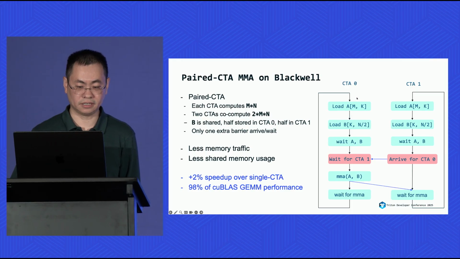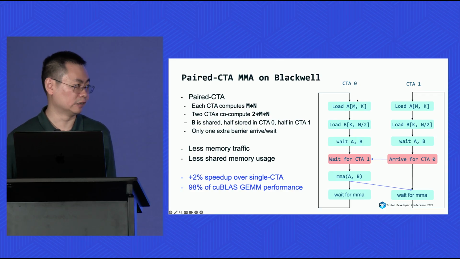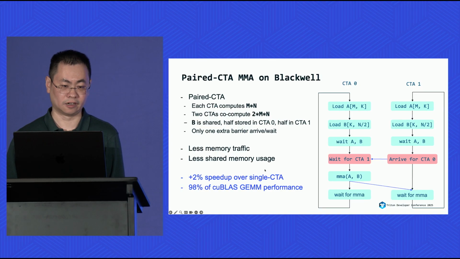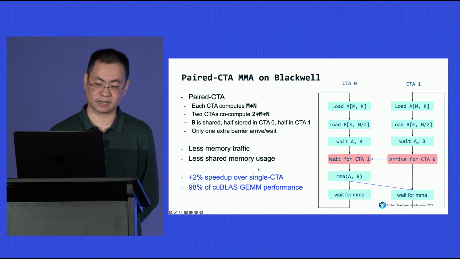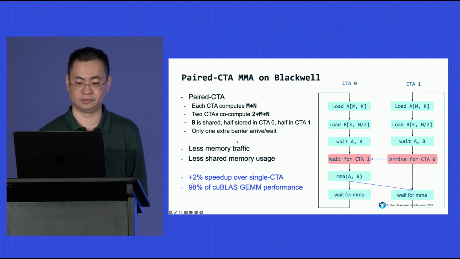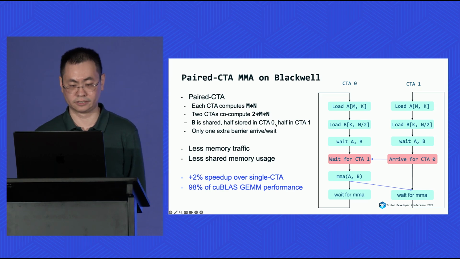And we actually see a pretty good speedup with this. It's generally 2% over single CTA, and now with TLX warp specialization, we are getting almost 98% of the Q+ Gen performance. This is on Hopper. The feature is only available on Blackwell.